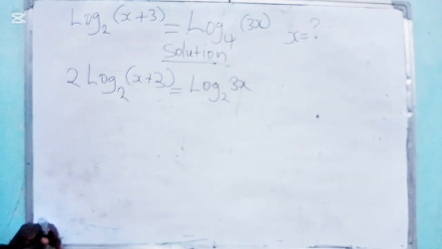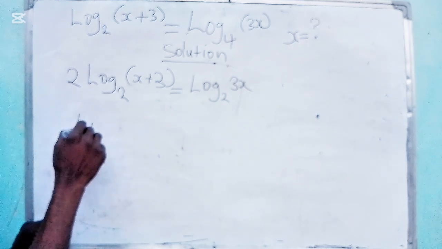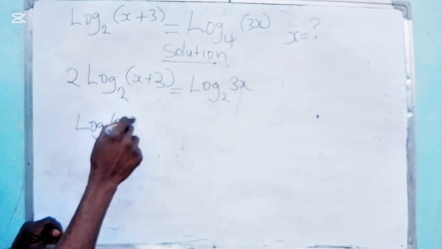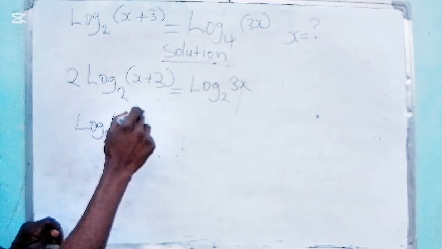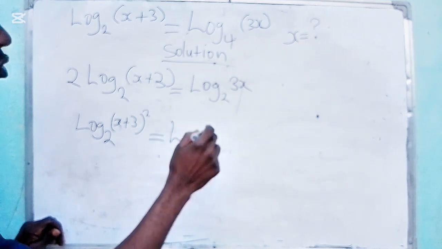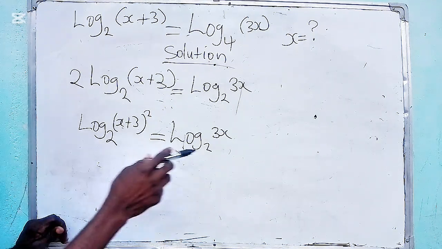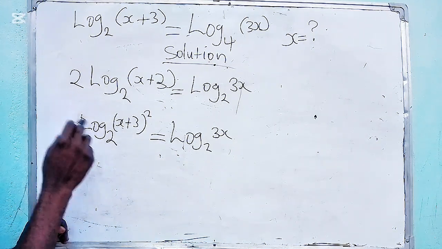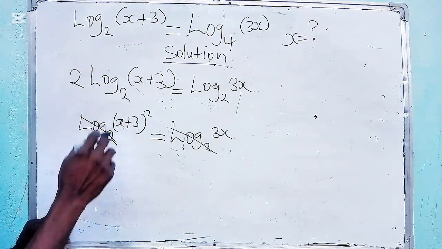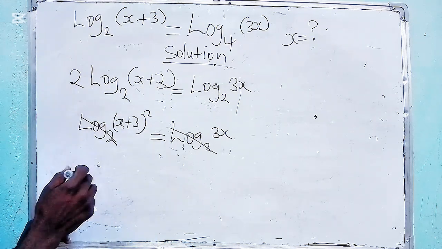Okay, and so I can bring this to the front, and so we have log 2 raised to power x plus 3 squared equals log 2 raised to power 3x. At this time, their bases are the same. They are in log 2. So we cancel log 2, cancel log 2 to work with the powers. So we now have x plus 3 raised to power of 2.